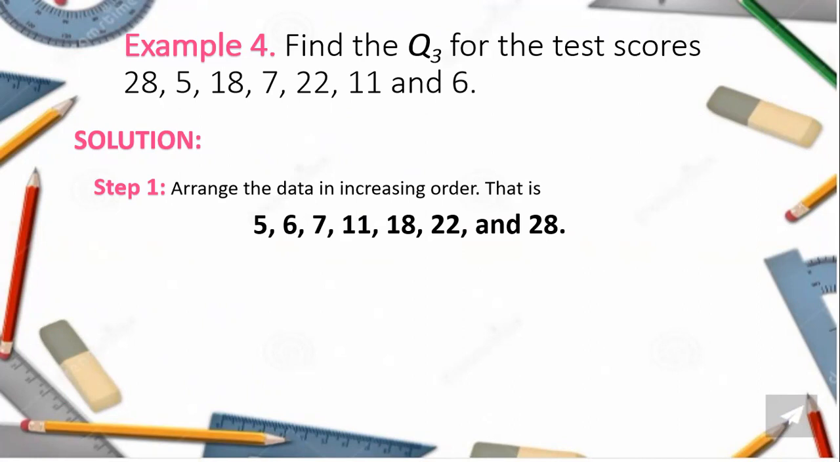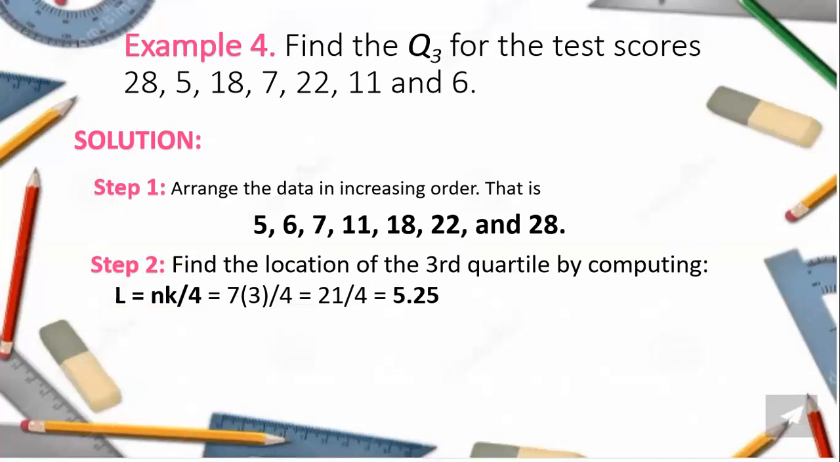Our N is 7. The second step is we determine the location of the third quartile by computing L. So L is equal to NK divided by 4. N is 7 multiplied by the unknown quartile, which is the third quartile, divided by 4. So we have 21 divided by 4, which is 5.25.